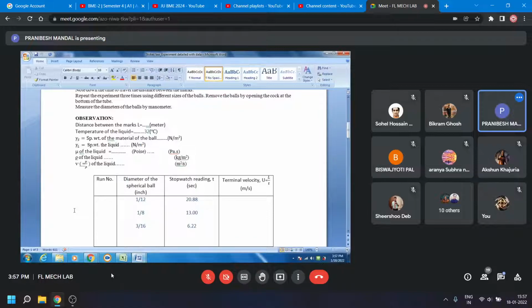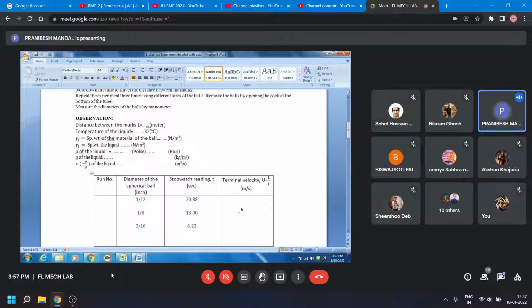Okay. So this experiment is really very easy, isn't it? The only thing you directly measure is the stopwatch reading, and then you just find the velocity. Everything else are calculations. Yes or no? Yes, sir.